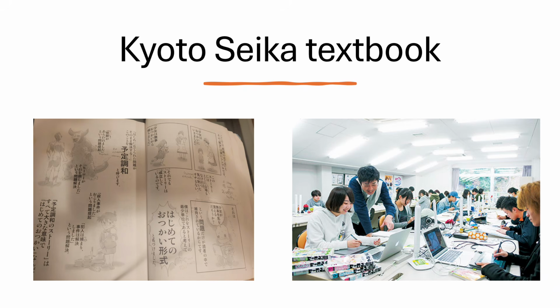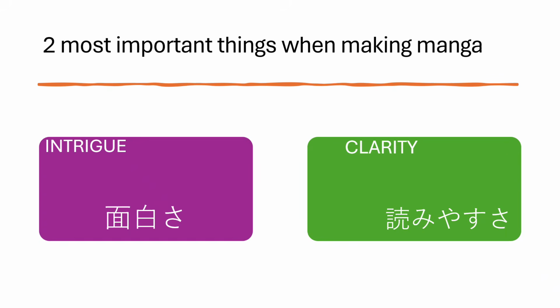And in that book, which I studied, it says that the two most important things to keep in mind when making manga are, one, omoshirosa, and two, yomiyasusa. Omoshirosa, like intrigue, interest. Yomiyasusa, the ease of reading, clarity. The two most important things to keep in mind when you're creating manga are, one, is it interesting? And two, is it clear and easy to understand? And I'm going to give you a bunch of tools and ideas to make sure that your work is visually interesting, story-wise, and that it's clear.